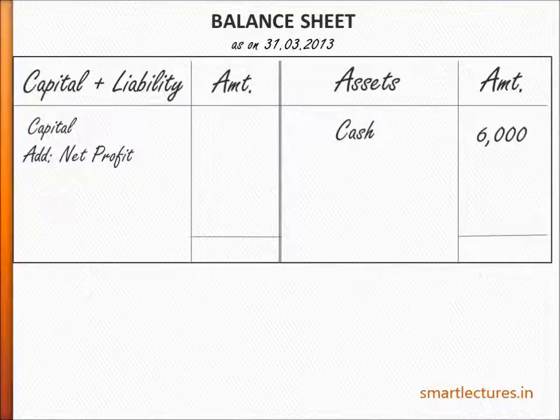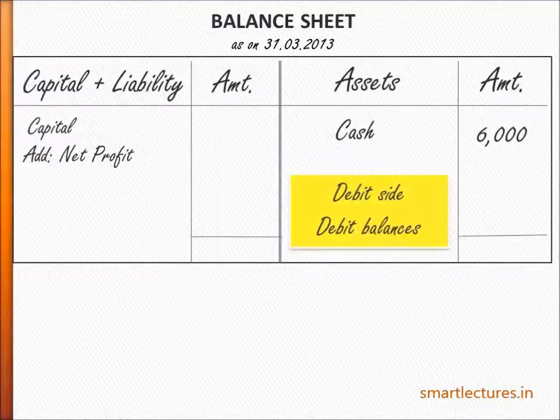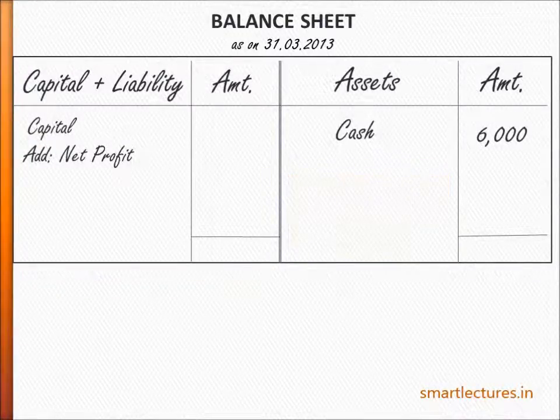Be careful, balance sheet doesn't have any debit side or credit side, but in the assets account, on the asset side, all accounts carry debit balance. So for our convenience, we call the asset side the debit side.